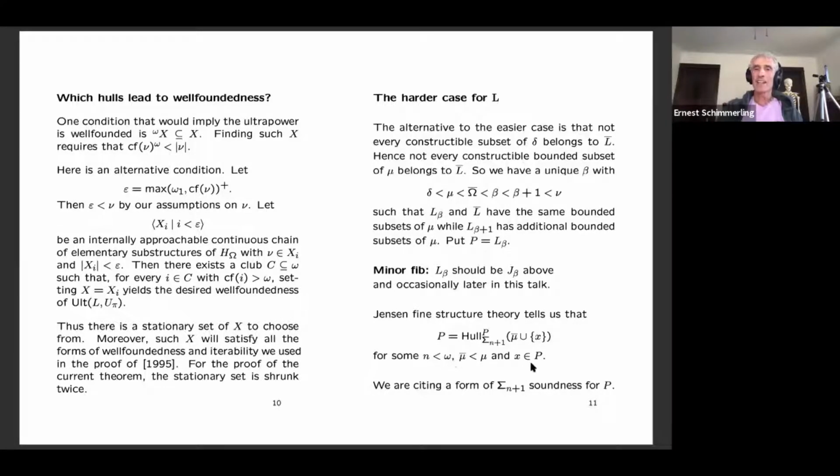less than omega, and some parameter x in P, P is equal to the Hull in P, the Sigma n plus 1 Hull in P of mu bar union this singleton x. And yes, x could be the standard parameter, but I don't really need that for the argument. This mu bar is going to be the ordinal less than mu such that definability over P adds a subset of mu bar.